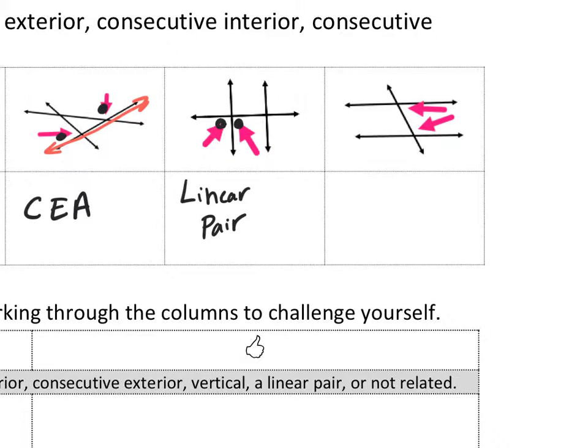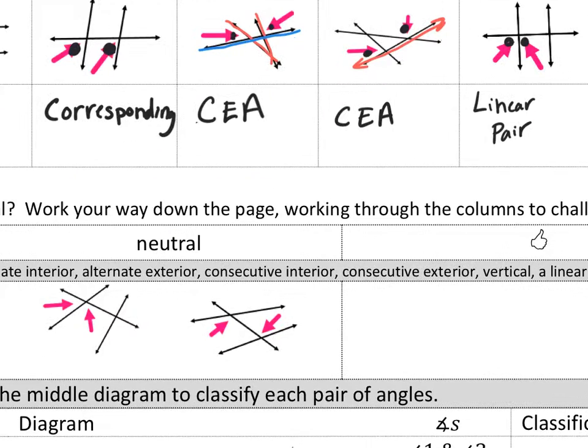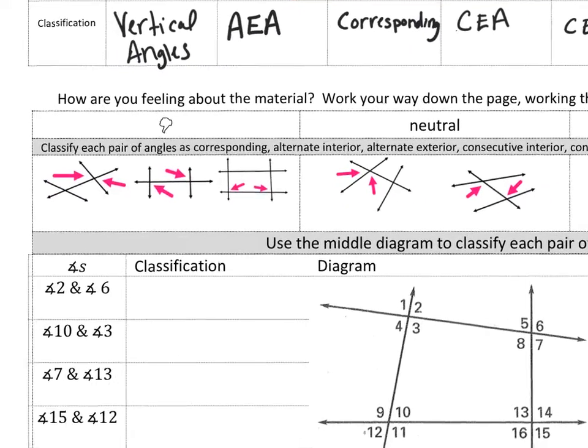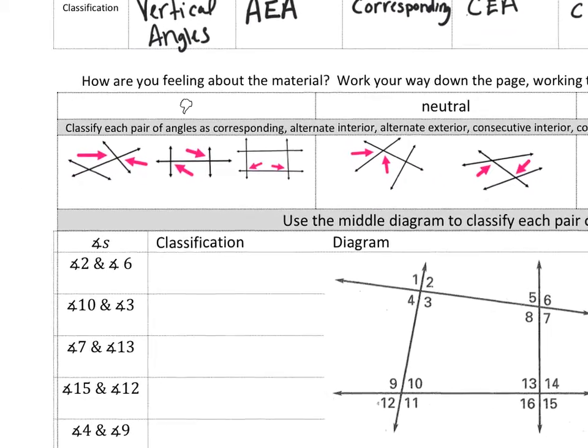And then last but not least, both of these angles are on the inside of the lines. I'll make the lines blue. They're also on the same side of this red transversal. And so we are going to name those consecutive interior angles, the CIAs. Okay, so everyone take a moment and try to figure out these 5 pairs of angles.